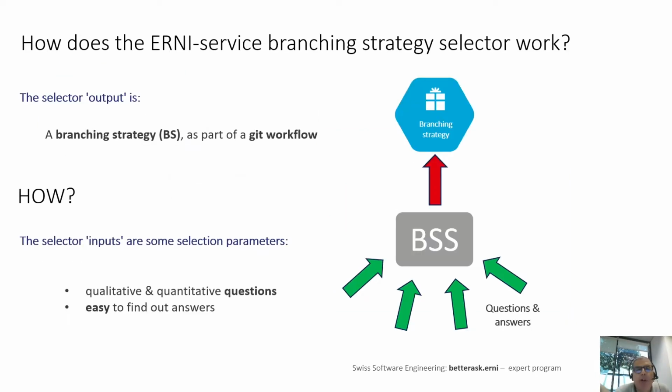This is a spoiler for the next session. We will go very fast here. So what does the selector do? What it does is, of course, select a branching strategy for you, and the inputs for this output are very easy-to-answer questions. How many developers does your team have? Are you working in DevOps? Are you working in firmware? Do you have testing? Questions like that, and by answering them, it will provide you a hopefully good branching strategy for you and your project.